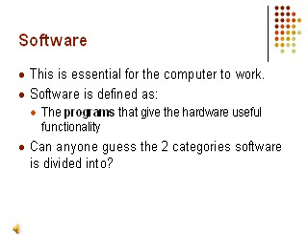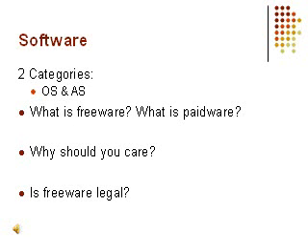Can anyone guess the two categories software is divided into? Well, if you said operating software, known as OS, and application software, known as AS, you were correct. In the previous slide, I mentioned that there are two types of categories software can be divided into. One is operating software, or OS, and the other is application software, or AS.